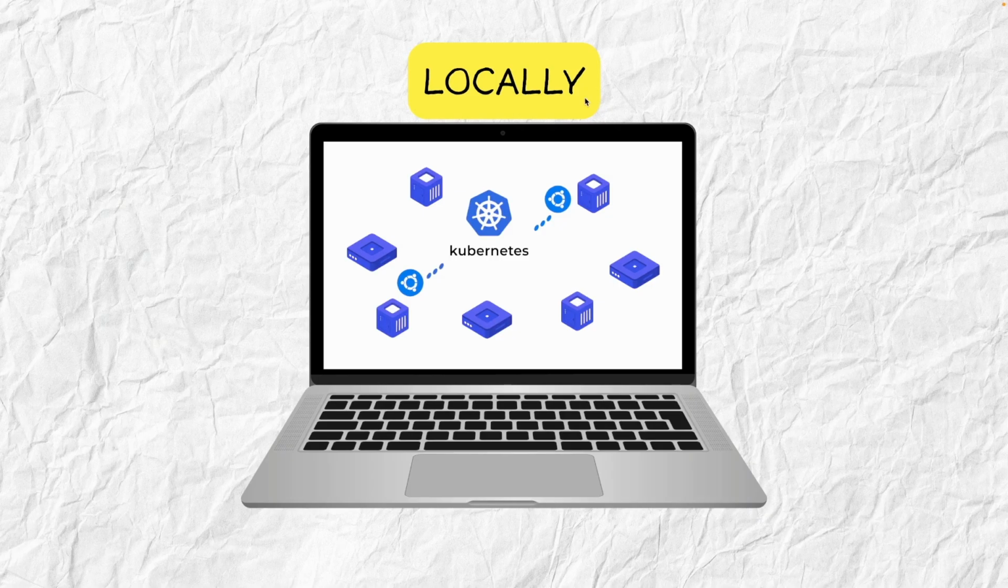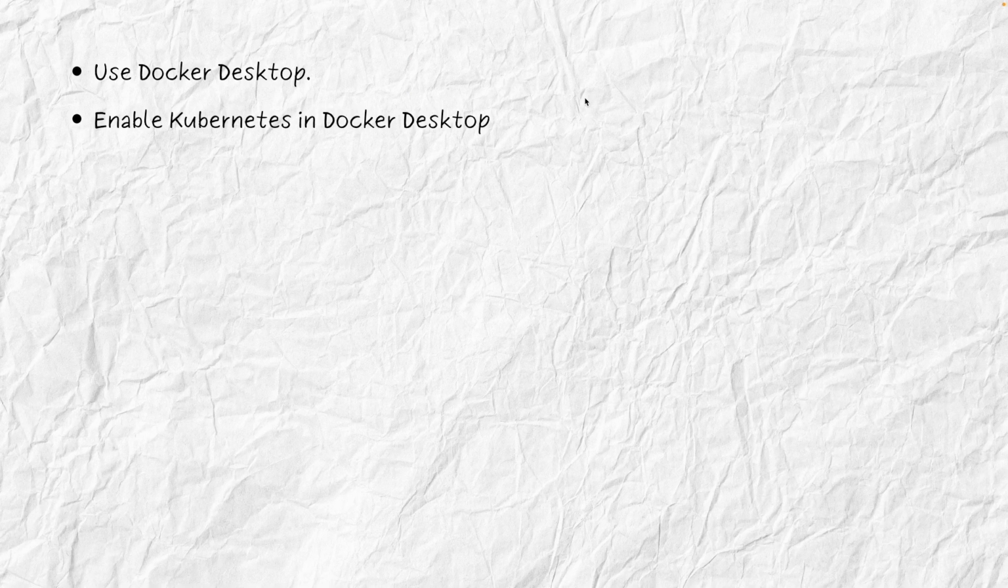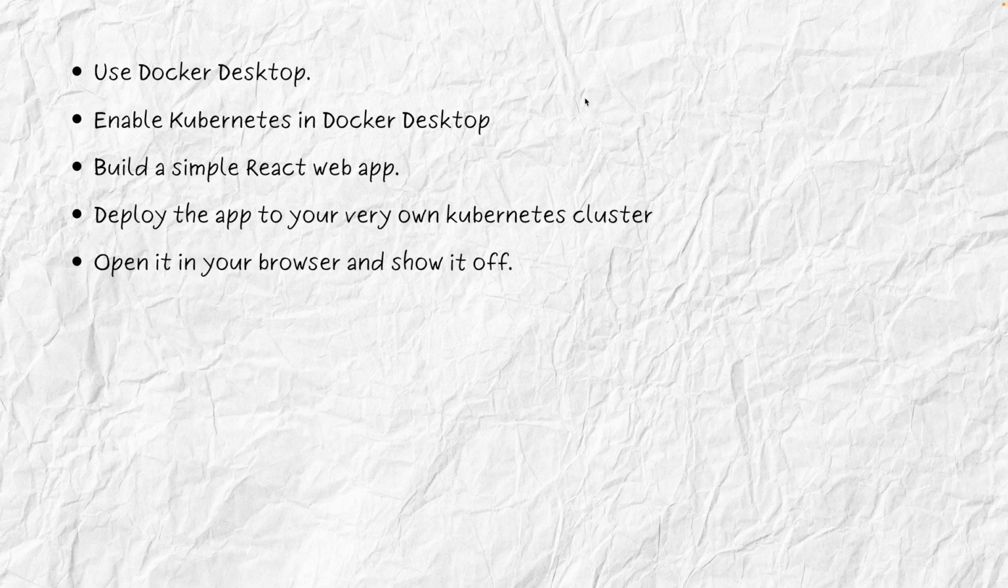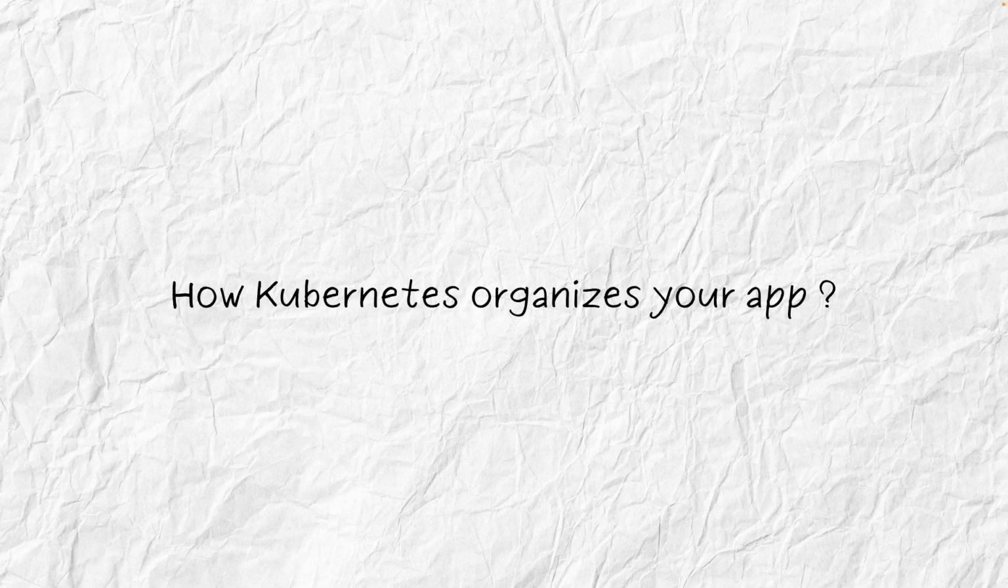Here's what we'll tackle together step by step. We'll use Docker Desktop, we'll enable Kubernetes in Docker Desktop, we'll build a simple React web app. We'll also deploy the app to our very own Kubernetes cluster. Finally, last but not the least, we'll open our web app in the browser and we'll show it off. First, let's see how everything fits together.